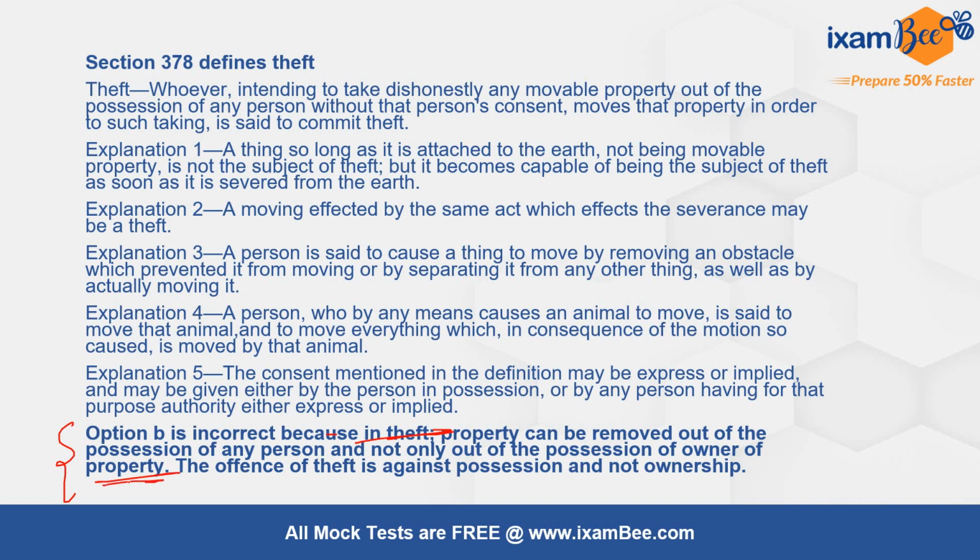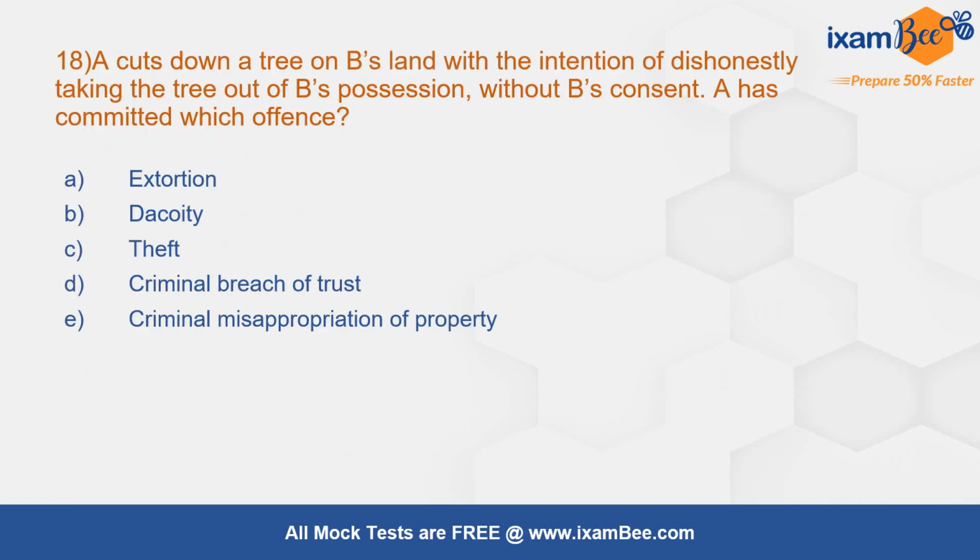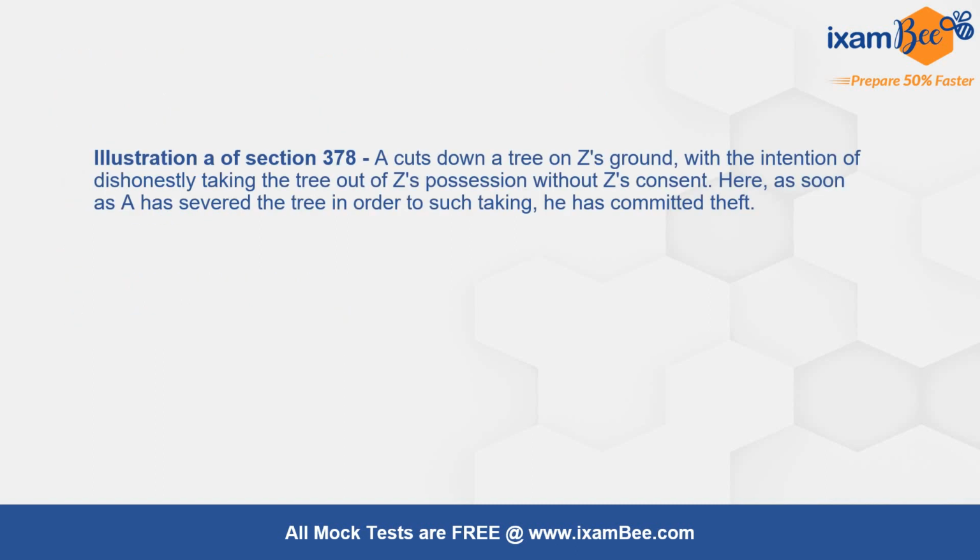Moving to next question, question 18 is, A cuts down a tree on B's land with the intent of dishonestly taking the tree out of B's possession without B's consent. A has committed which offence? The correct answer is C, theft. This is illustration A of section number 378.